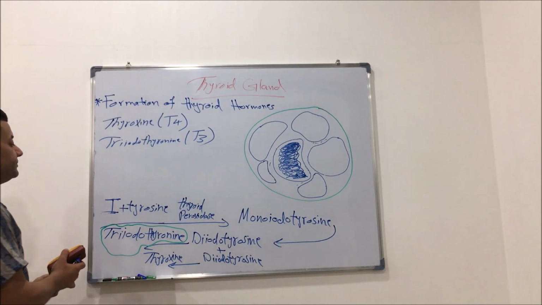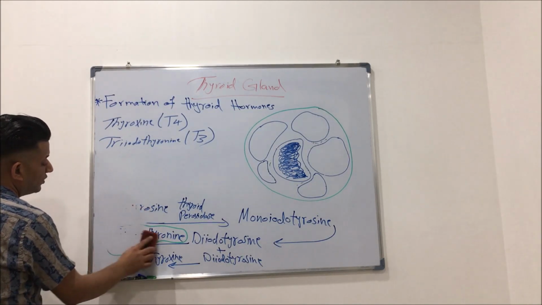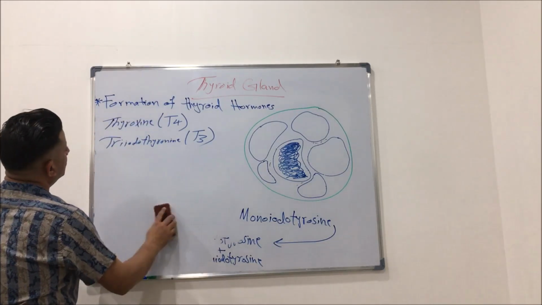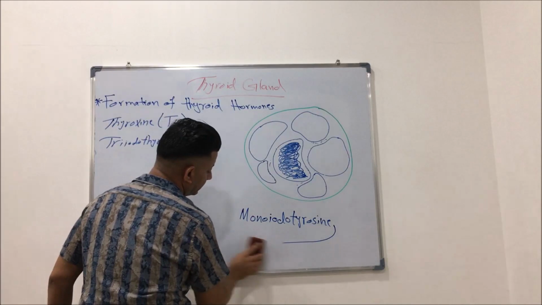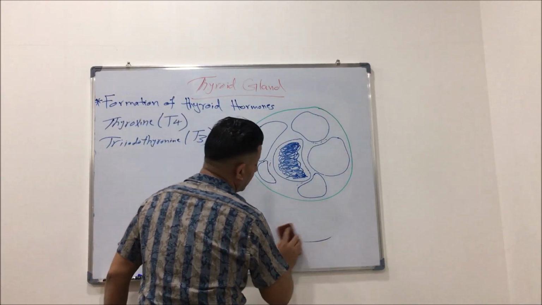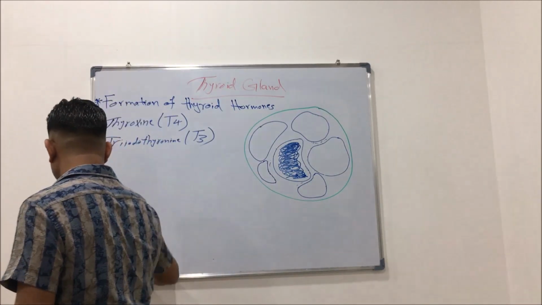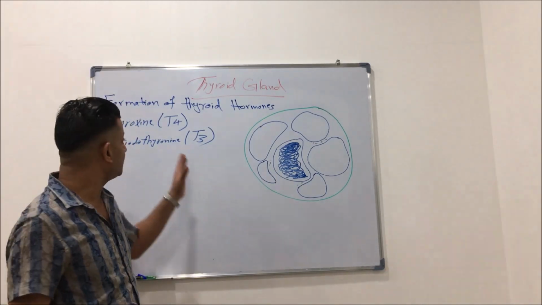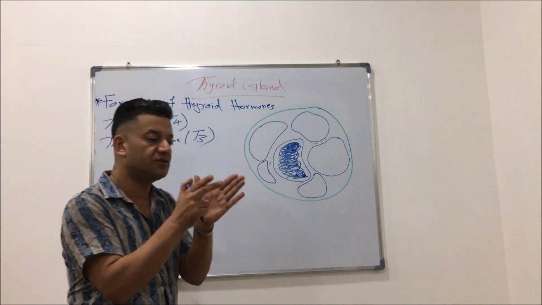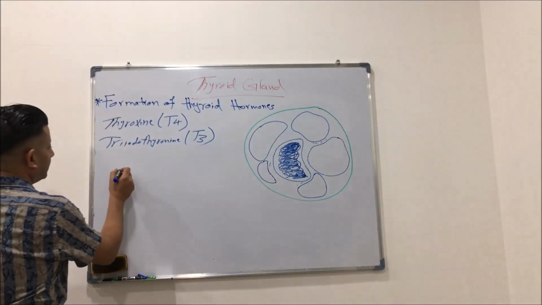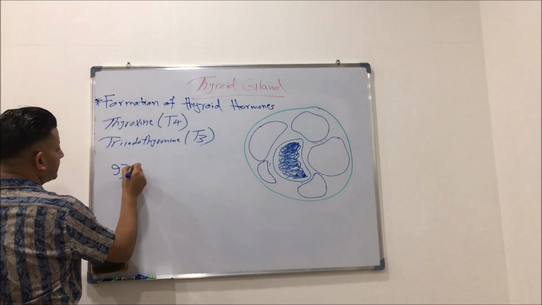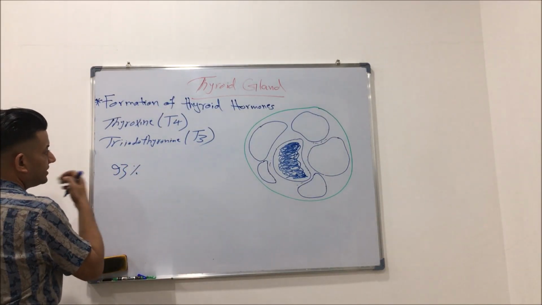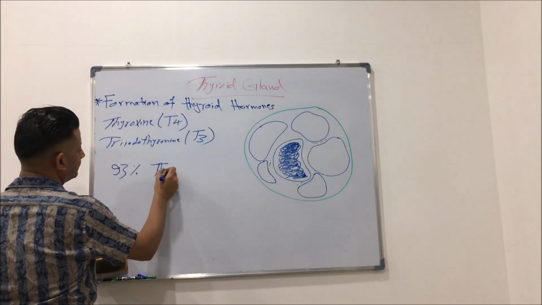thyroxine. And here, the thyroid hormones, which are thyroxine and triiodothyronine, are formed. After that, these formed hormones will be released to the blood. About 93% of the released hormones is thyroxine.